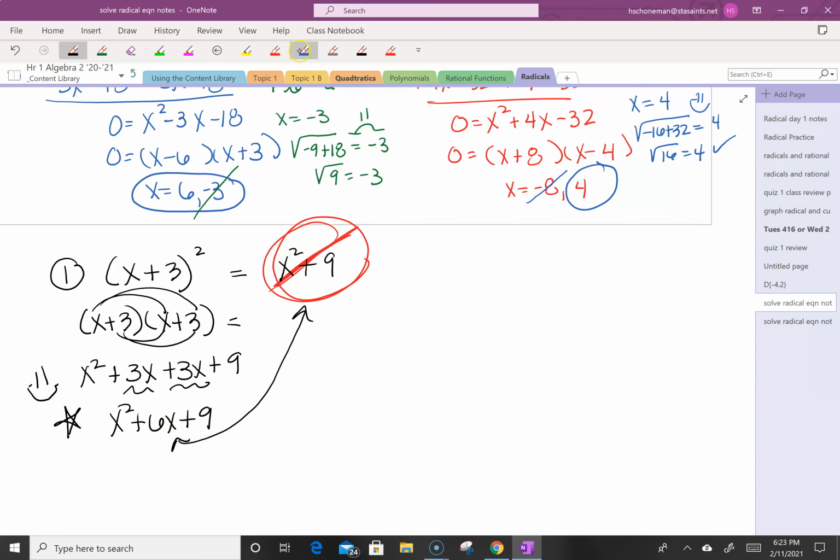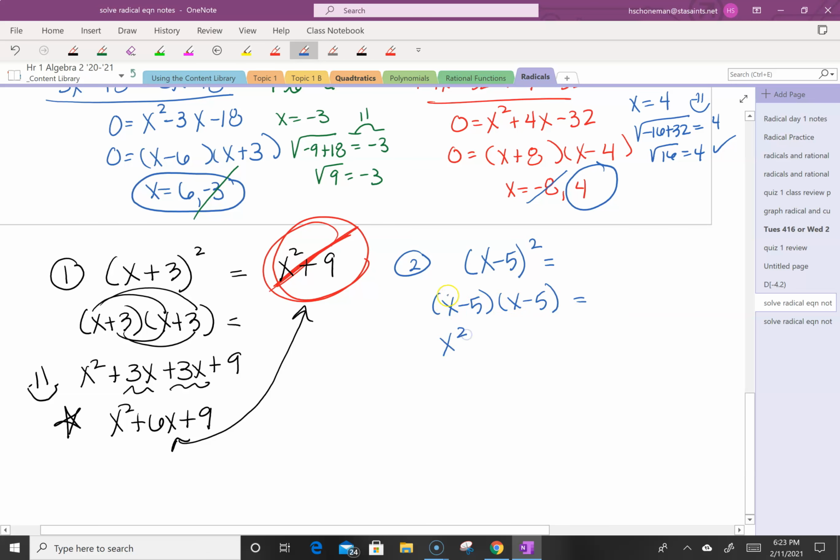Let's do one more to make sure we're clear on that before we go to the second video. Let's try this one, x minus 5 squared. So when something is squared, we have to write it out twice. And we do that, x times x is x squared. And then we have x times negative 5, which is negative 5x. And then negative 5x. And plus 25. So the correct answer is x squared minus 10x plus 25. And that's what you need to write. And we'll use that skill in our next video.